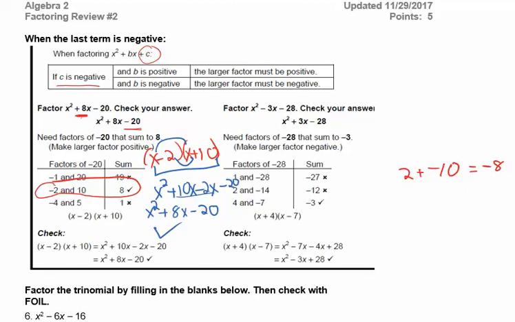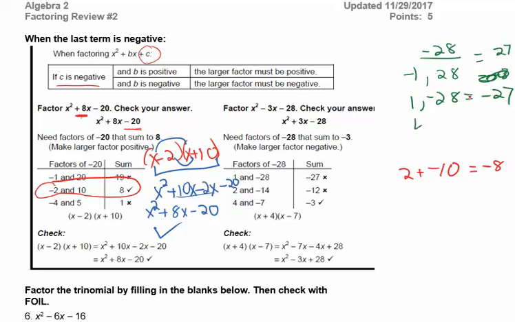All right, let's look at the second example. We have x squared minus 3x minus 28, and we're going to find the factors of negative 28 that will add up to be a negative 3. So what are the factors of negative 28? Well, I could do negative 1 and 28, but that would add up to be a positive 27, so that doesn't work. I could do 1 and negative 28, but that would be a negative 27 when we add them, so that certainly doesn't work. So let's try some other factors.